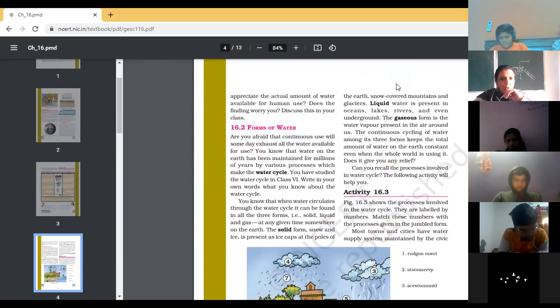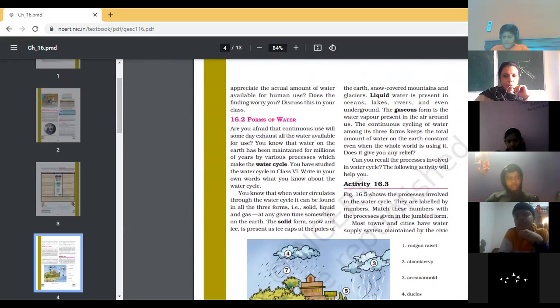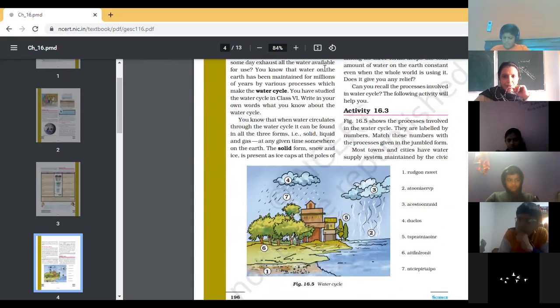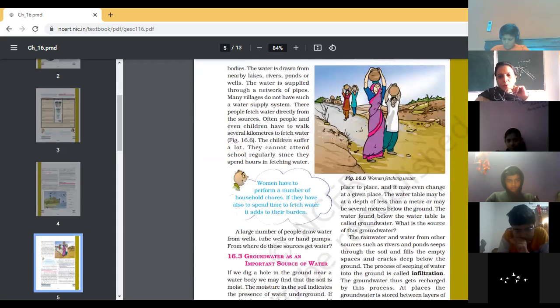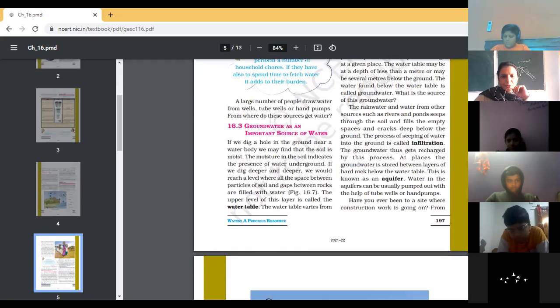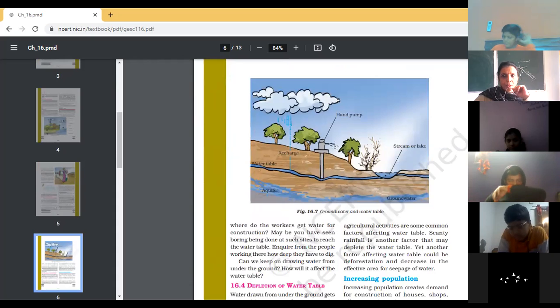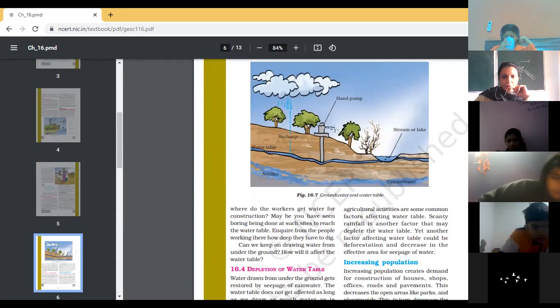scarcity. The second thing we discussed was the forms of water: water exists in solid, liquid, and gaseous form. In solid form, as snow and ice. In liquid form, in rivers and lakes, and in gaseous form, as the water vapor present around us. So the water is continuously recycling. It keeps on moving by the method of the water cycle. After that, we discussed the water cycle, as we have already read in all the classes what a water cycle means. Next, we discussed the ways in which water is stored as groundwater.